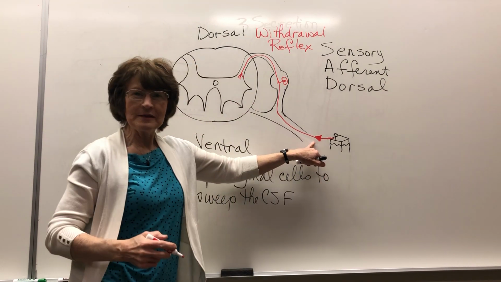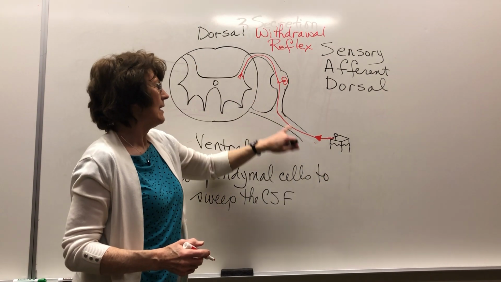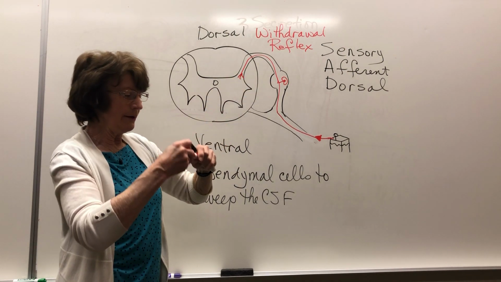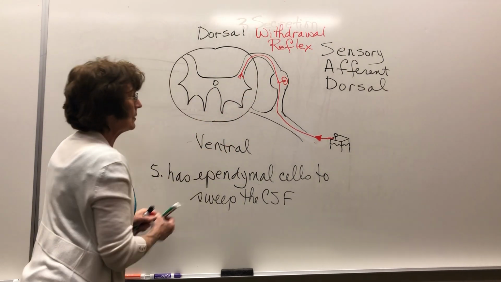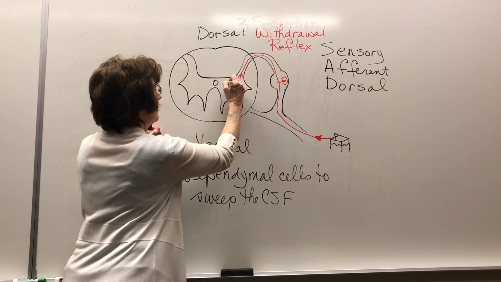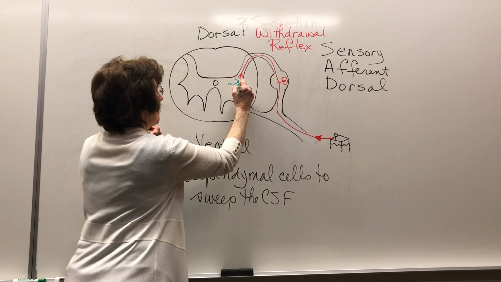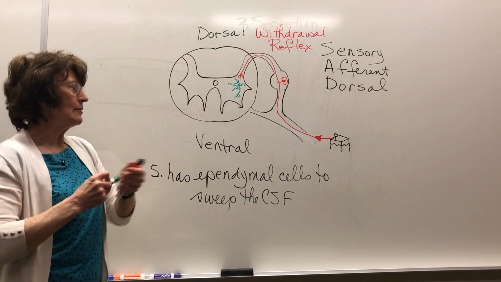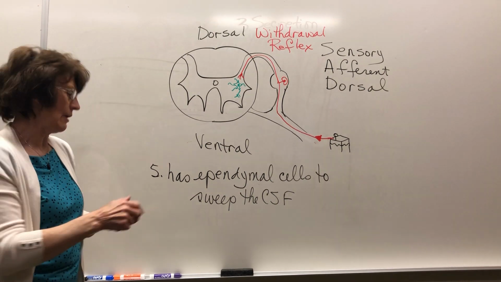If you put an arrow, sensory is going in, it's afferent. It's going to come in dorsal root ganglion into the dorsal area. And then I'm going to put just a green interneuron. And so here we've got it right here. Of course, interneurons are in the gray matter. There's not myelination on them.